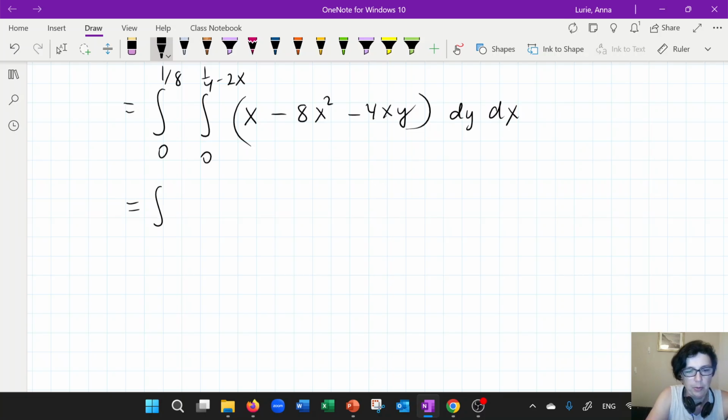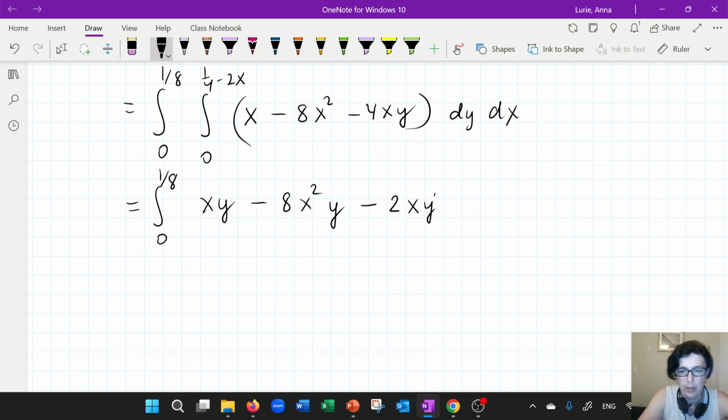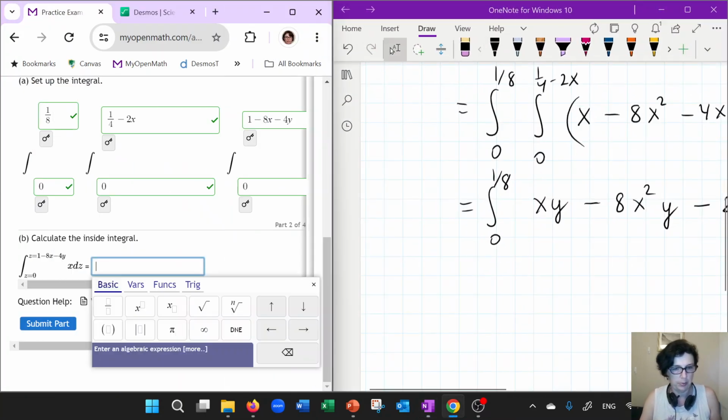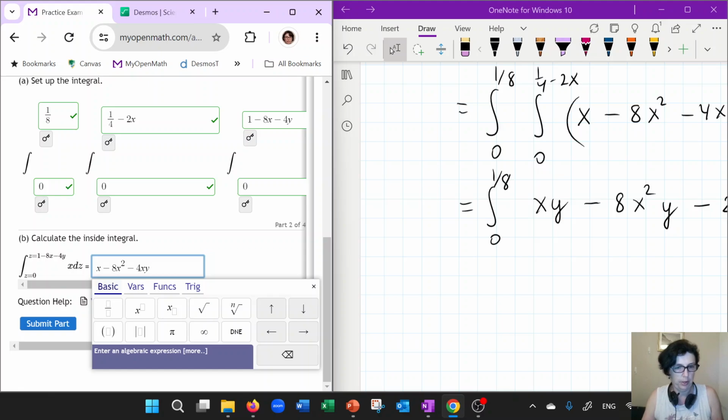Okay, now let's do the middle integral. So integral of x with respect to y will be xy. Then 8x squared will be 8x squared y. Then for 4xy, y is y squared over 2, so that's going to become 2xy squared. And then we substitute y equals 0, y equals 1/4 minus 2x. And so that's still dx here. Now let's see if we can fill out this part. So this I think is x minus 8x squared minus 4xy.